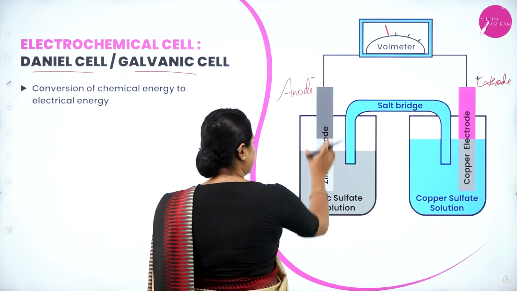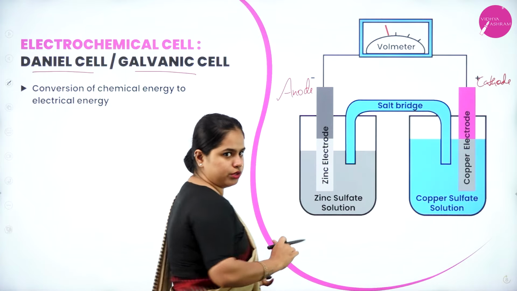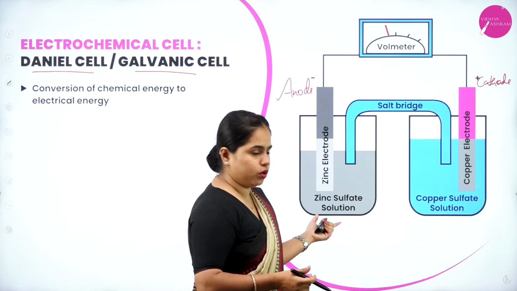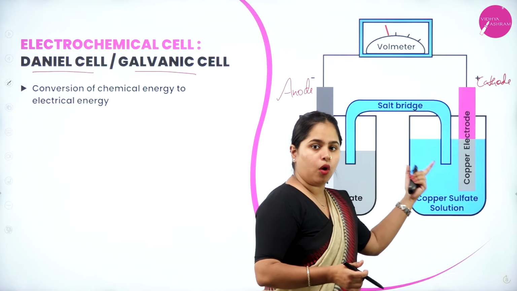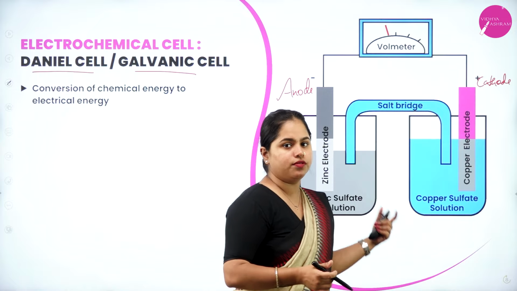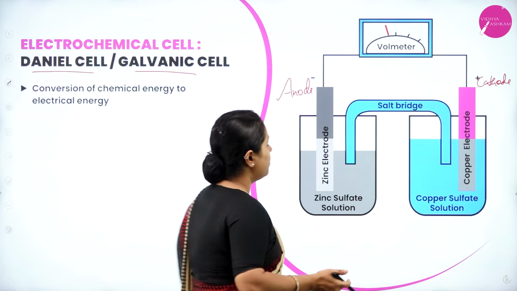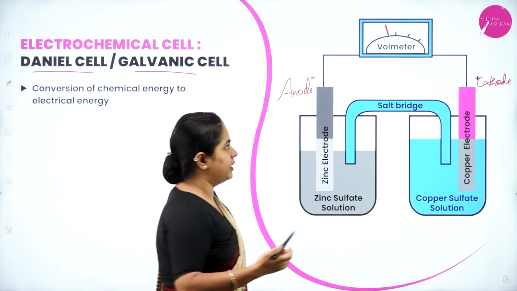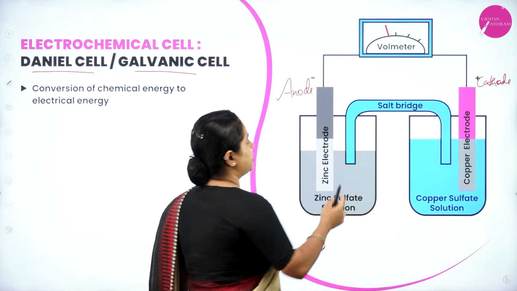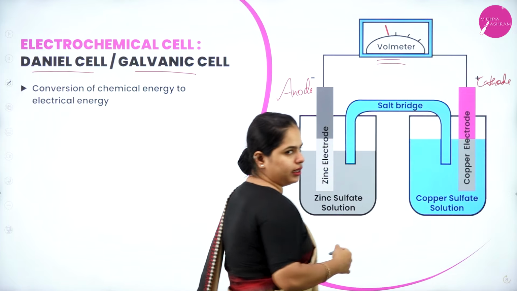So you have a zinc electrode which is dipped in zinc sulfate solution, that is acting as the anode. You have a copper rod or copper electrode dipped in copper sulfate solution, which acts as the cathode. Then through a wire it is connected, and you can detect and measure the electricity by connecting it to a voltmeter here, right?